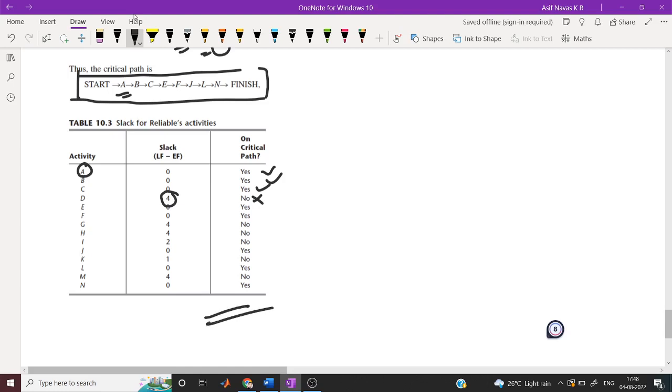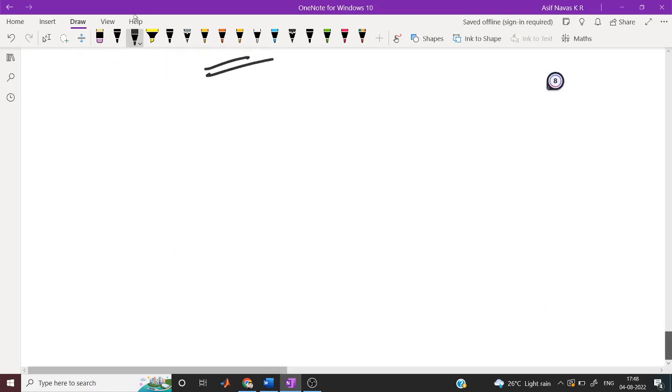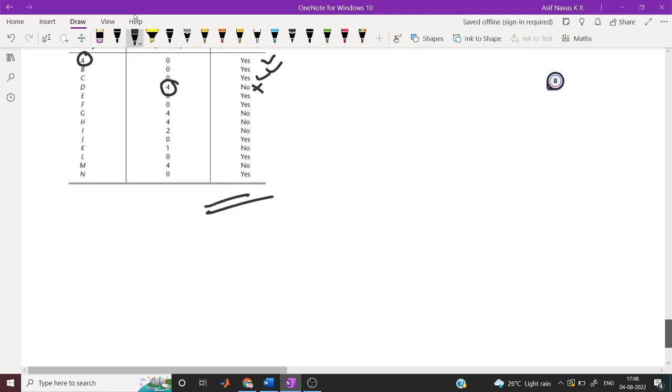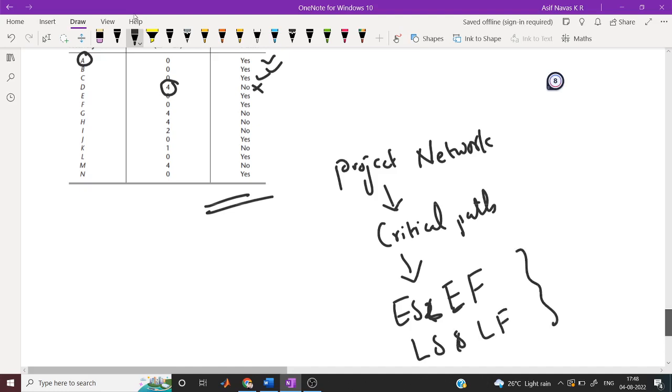Similarly, we can find the slack for all the activities. So this is how we can analyze a project network. First you have to draw the project network, then find the critical path, and then ES, EF, the earliest start time and earliest finish time, and the latest start time and latest finish time, and lastly the slack.